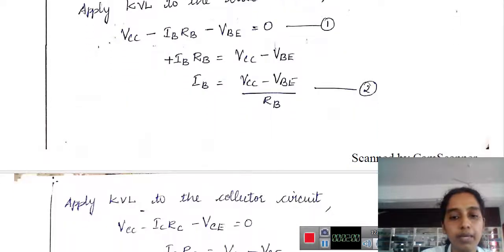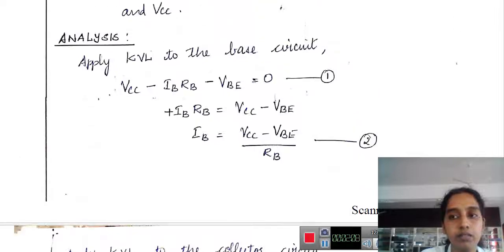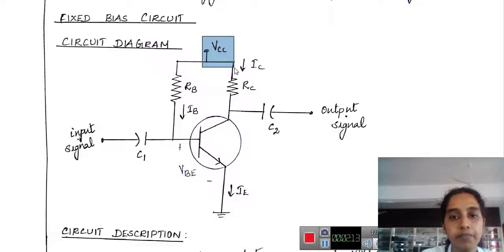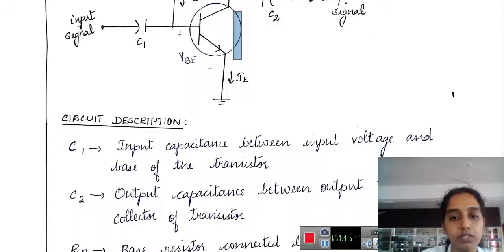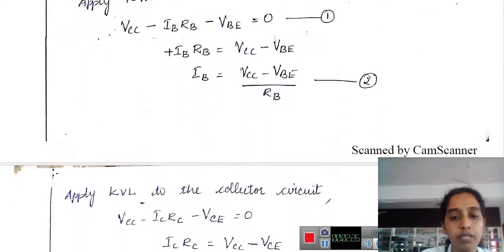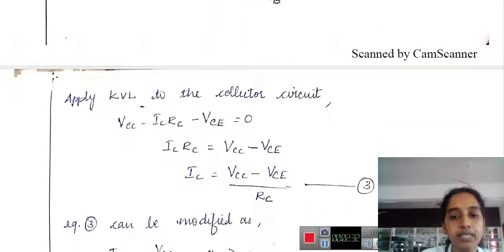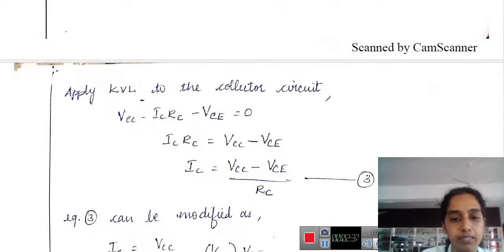And now we are going to apply KVL to the collector circuit. So in the collector circuit, when we write KVL, we have VCC minus ICRC minus VCE equal to 0. VCE is the collector to emitter voltage. So from the output circuit or the collector circuit, we are going to find the collector current IC. IC is (VCC minus VCE) by RC.